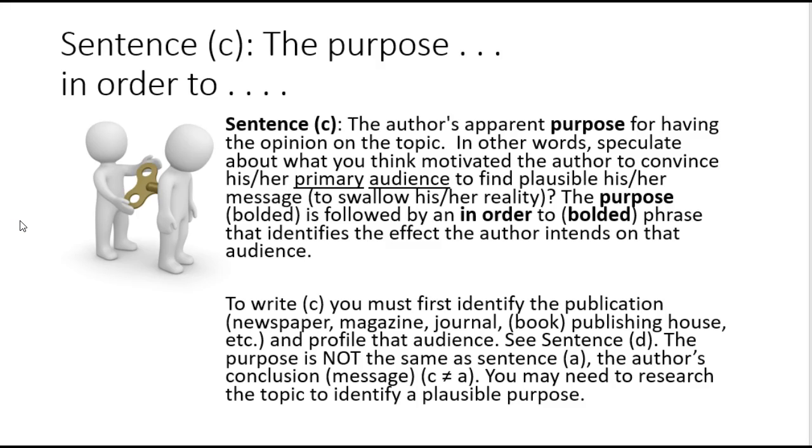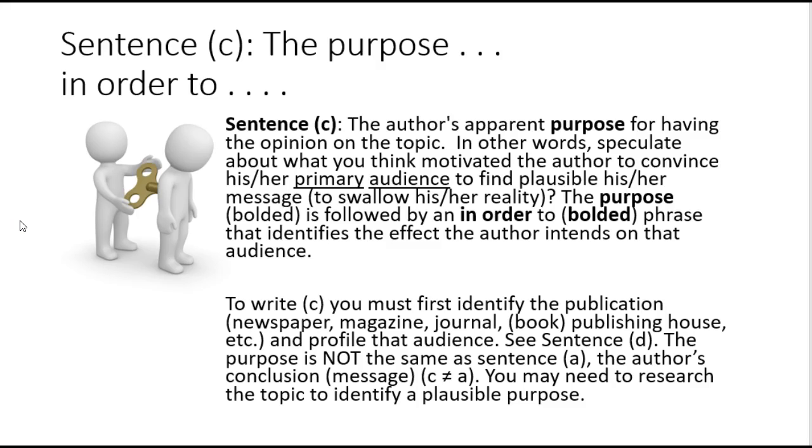So you're giving the author's purpose, and you're also doing an in order to phrase. What is the effect the author intends on that audience? What is it that this particular author expects this audience to do? So in order to write the sentence C, you really have to understand where the article is published. So you pause, and take a look. What's the name of the newspaper? What's the name of the magazine or the journal? And then you're going to have to profile the type of readers that read this particular newspaper or magazine. Do not say everybody reads this. It's for everybody. It is not, okay?